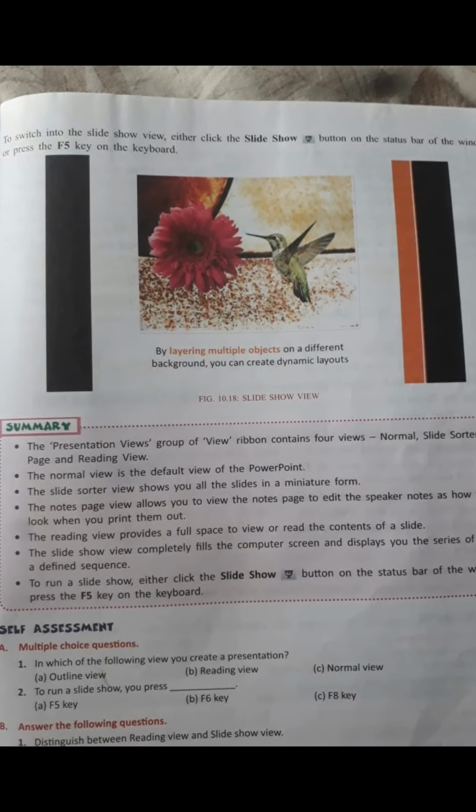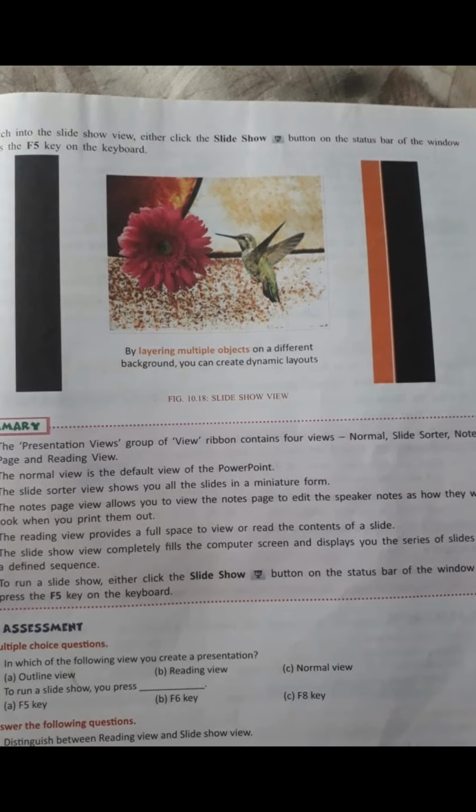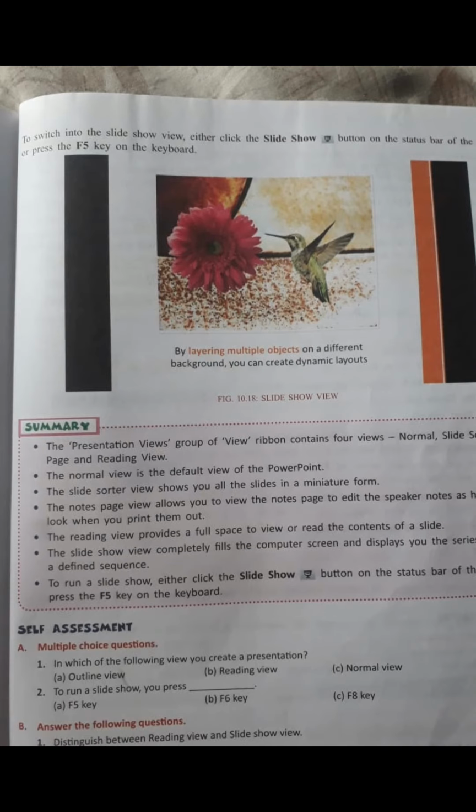To switch into the slideshow view, either click the slideshow button on the status bar of the window or press F5 key on the keyboard. So this is the shortcut key of the slideshow view. You can press the F5 key to show the presentation of all the slides.